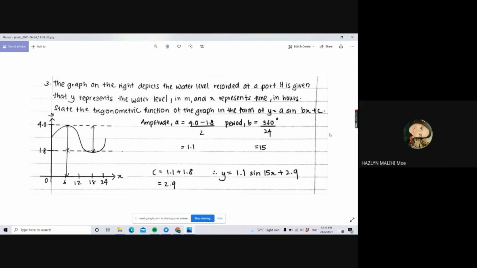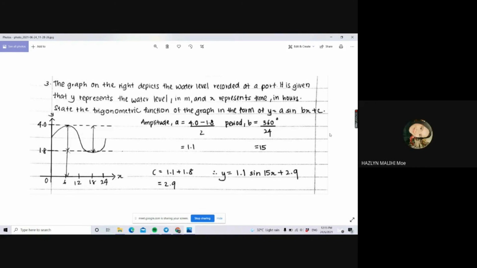For the period, as we know, this is a sine graph. So we need to take 360 degrees divided by 24. Why 24? Because one complete cycle of the graph ends at 24. So we divide by 24. So we get 15x. So far okay?